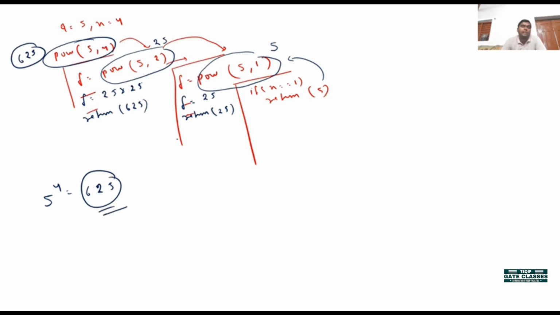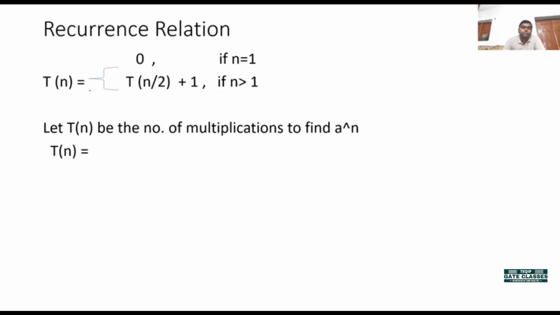Now let us analyze the complexity of this algorithm, and see whether it is better or not as compared to the approach without the divide and conquer strategy. So let us see. Firstly, T of n equals the time taken to solve with n, where n is the size of the problem.